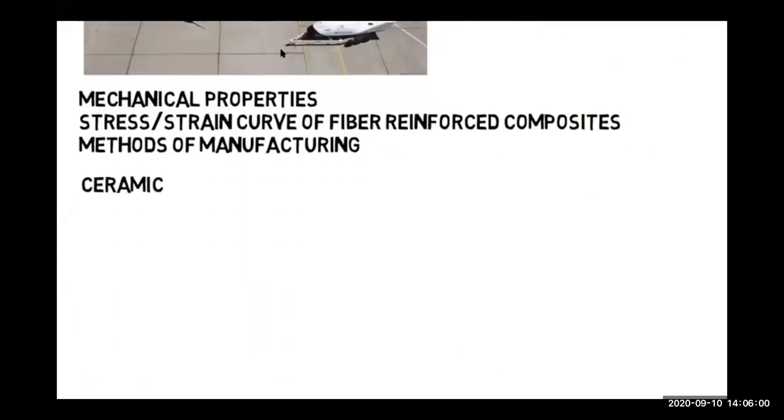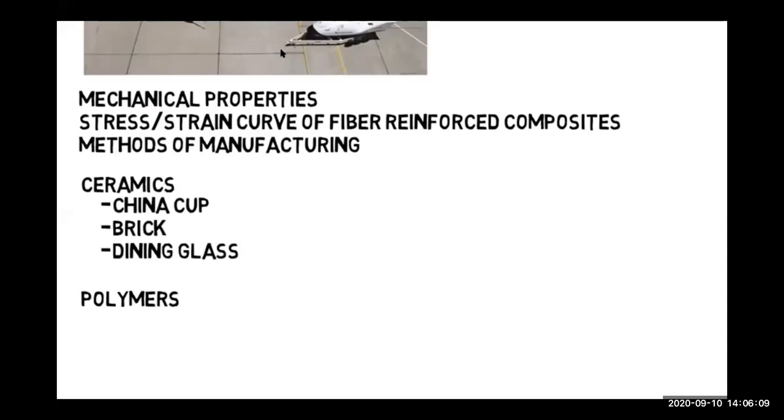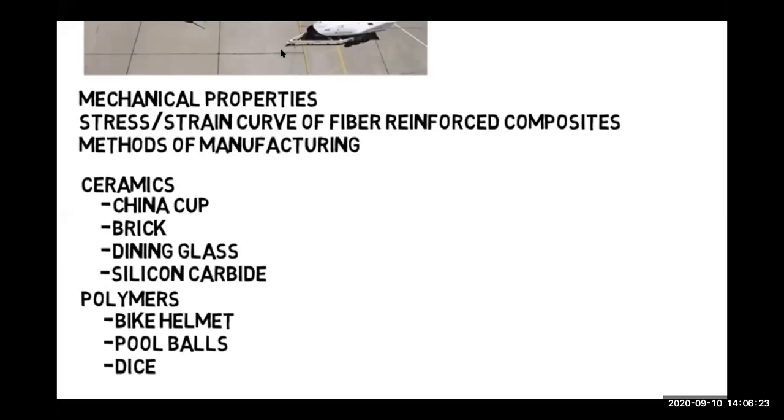Now, I'm really not going to cover ceramics and polymers in any detail, but if you want to know some basic examples, ceramics might be like a china cup, a brick, or a dining glass, and polymers or plastics might include a bicycle helmet, pool balls, dice, and so on. Now, these are very basic examples, but in school you cover more advanced materials that have engineering applications, like silicon carbide that can be used to create very hard ceramics, which can be used for car brakes all the way to bulletproof vests.